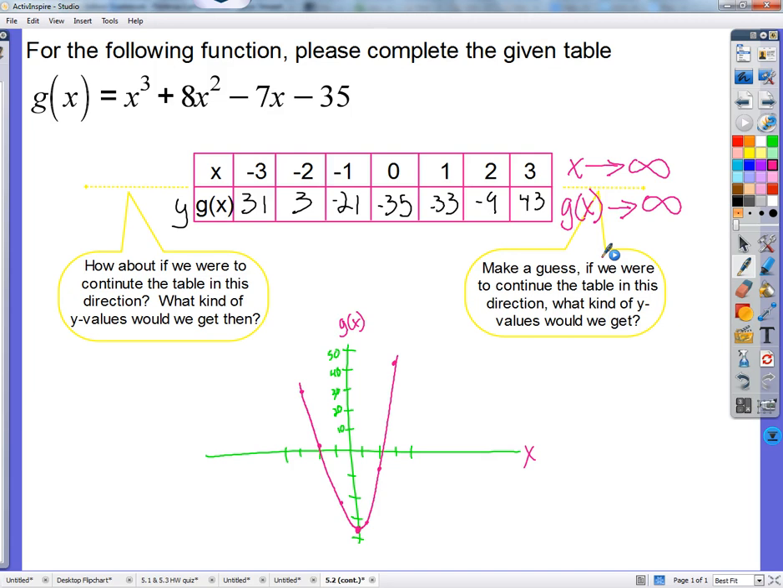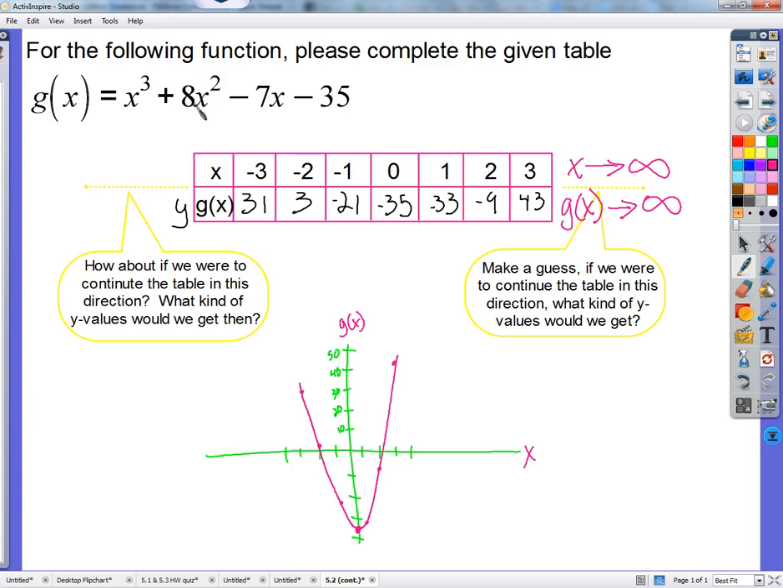Gordon? Eventually moving in the negative direction, the x cubed, like if you plug in 1,000, is going to be way bigger than x squared. The 8 is inconsequential. You guys agree? 8's kind of a big number. It'd be bigger than -7 × 1,000 if it was 1,000 in there? If you put -1,000 in x and square it, it would be more than -7 × 1,000. That seems to make sense, right?